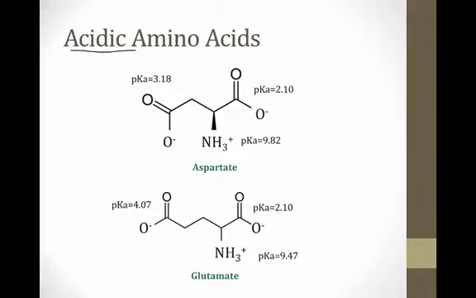There are two acidic amino acids, aspartate and glutamate. Let's talk about aspartate first. So at a plasma pH of 7.4, we will be above the pKa of the carboxylic acid group here. That means we will be most likely to find this negatively charged.